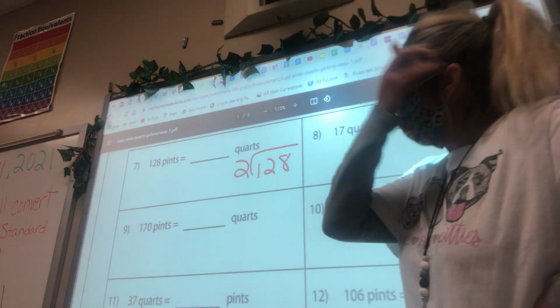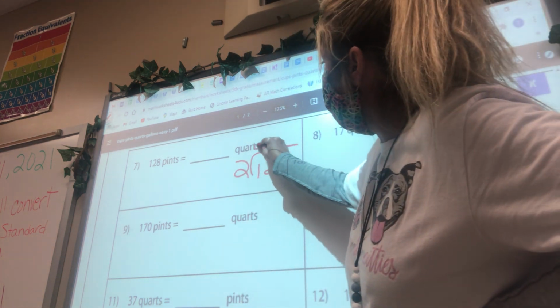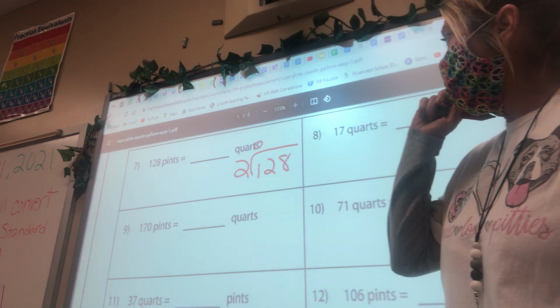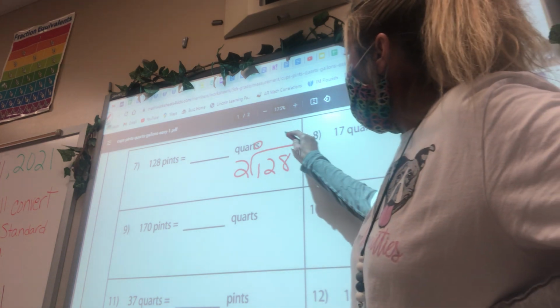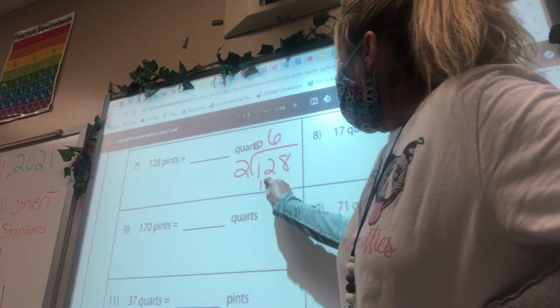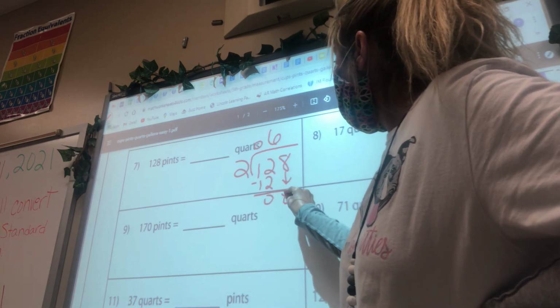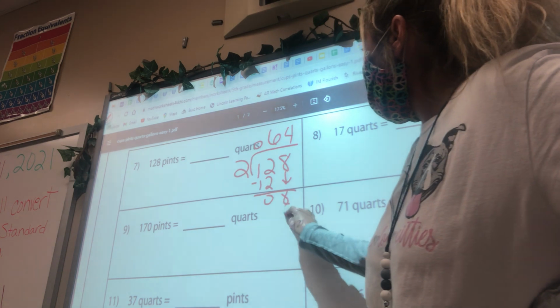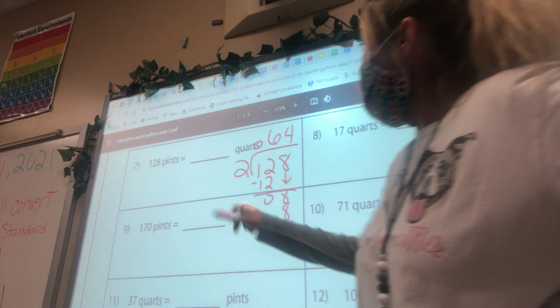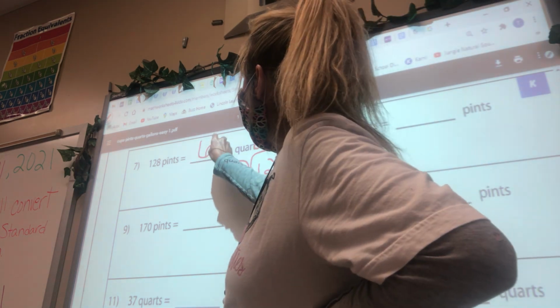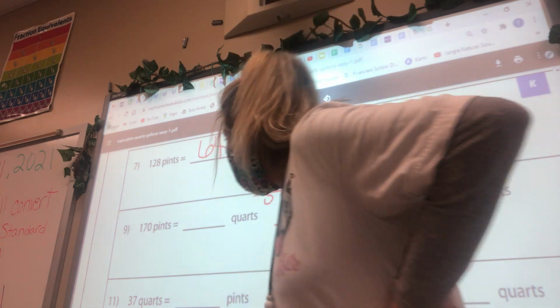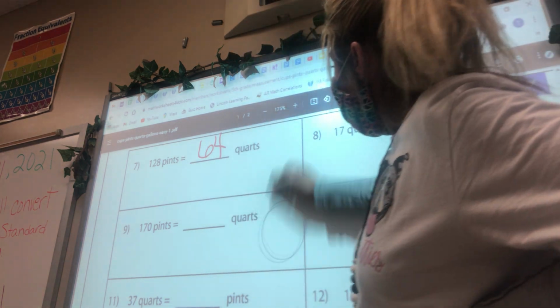Will 2 go into 1? No. So we placeholder 0. Will 2 go into 12? Yes. How many times? 6 times. 12. Subtract 0. Bring down the 8. 4. 8. Subtract 0. Okay. So 128 pints is equal to 64 quarts.